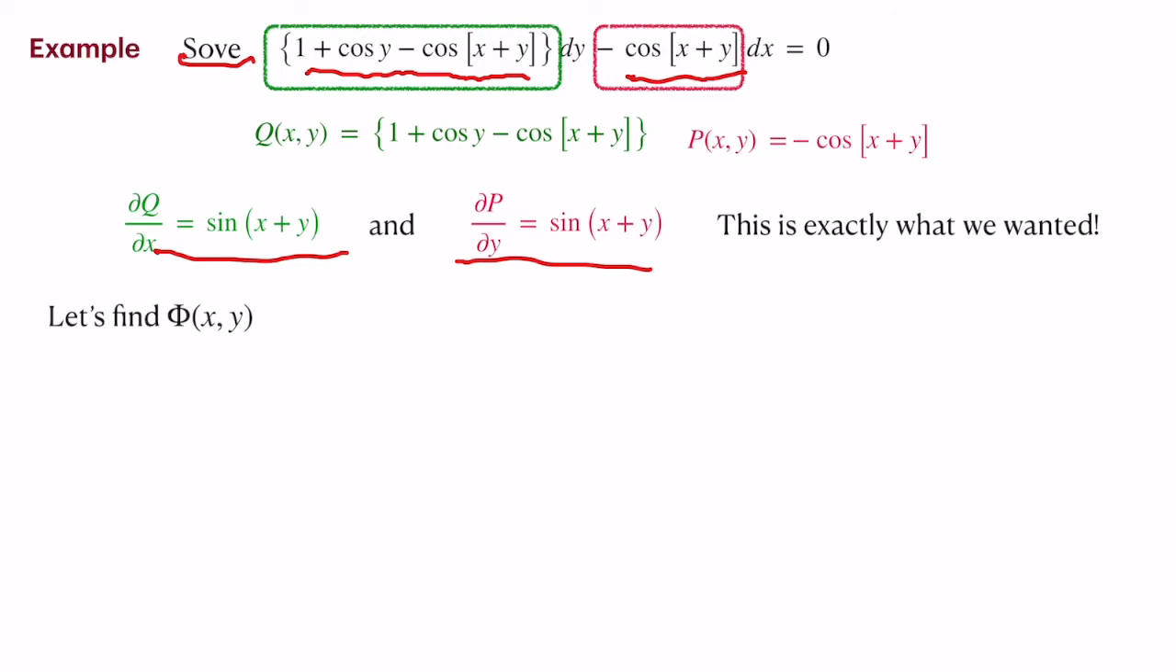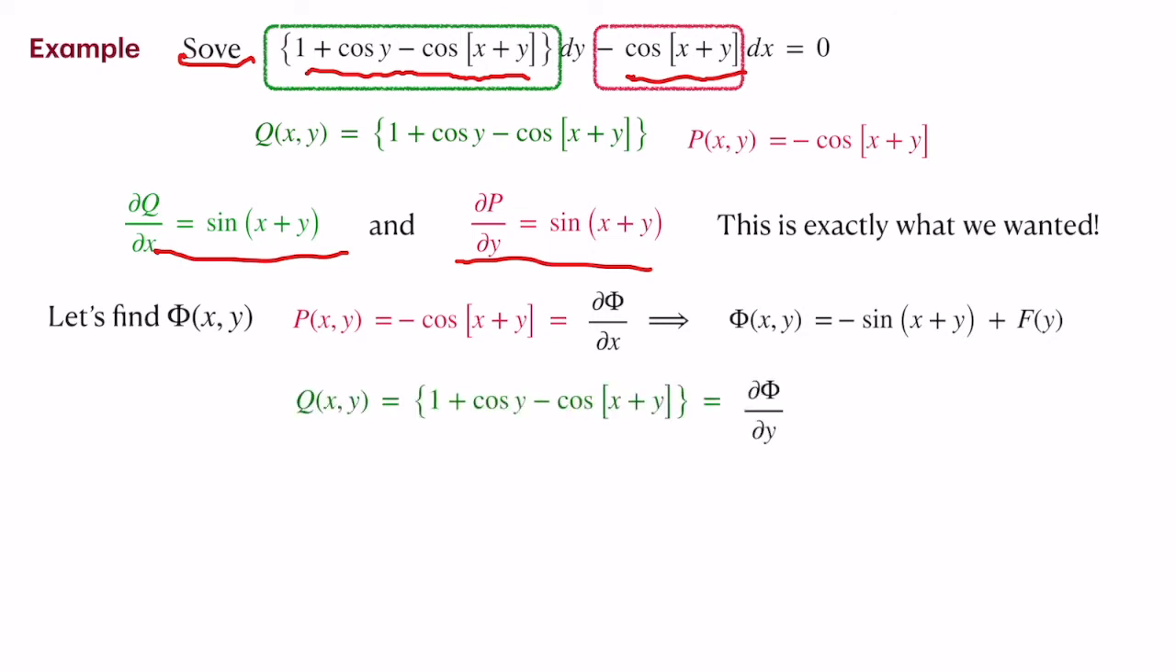Now we have a function phi of xy, which is given by d phi by dx is equal to p, that is equal to minus cos of x plus y. We can easily integrate this, and we get phi of xy is equal to minus sine of x plus y plus f of y, because it is a partial integration with respect to x. The constant here should be purely a function of y. Now we have another relation, that is q is equal to d phi by dy, and here we have q is equal to 1 plus cos y minus cos of x plus y.